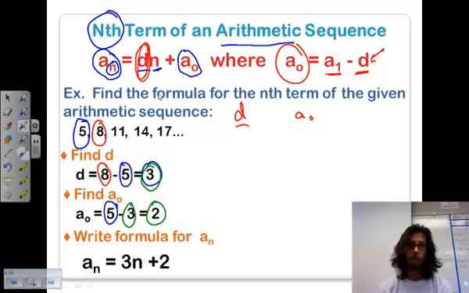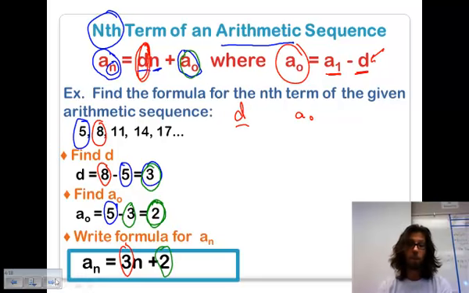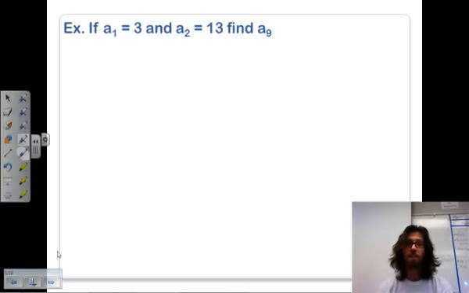Okay? We're going to replace D with what it's equal to. And we're going to replace a sub 0 with what it's equal to. And then that gives us the power to find any number in the sequence, or any term in the sequence.